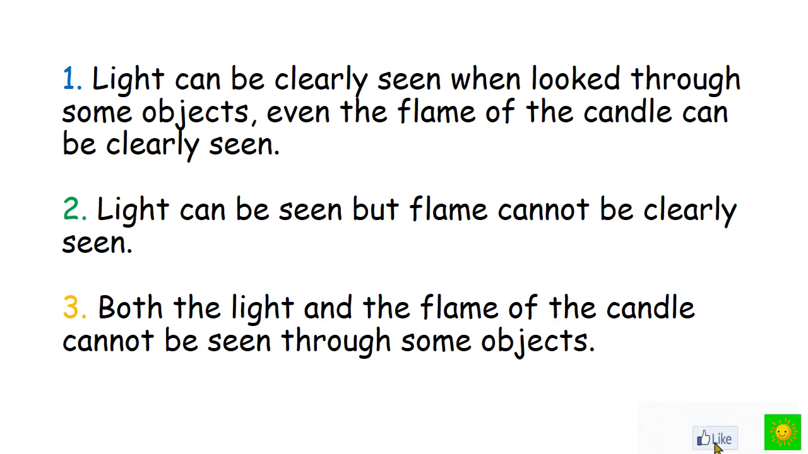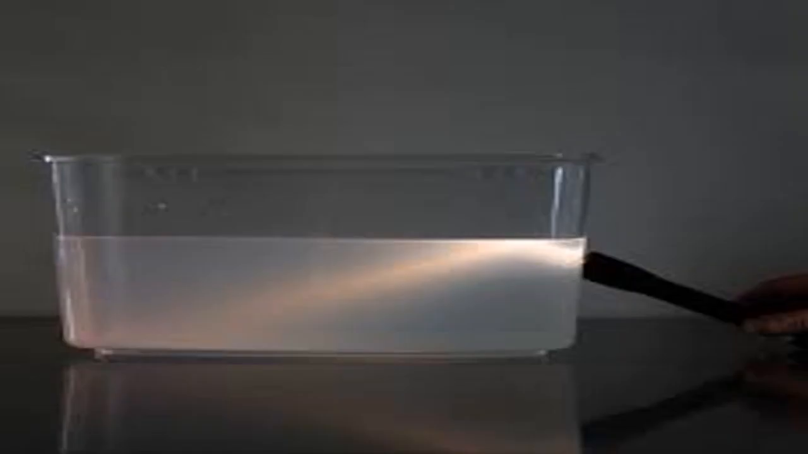Now, according to the observations, we can categorize the objects into three groups. First one is light can be clearly seen when looked through some objects. Even the flame of the candle can be clearly seen. Second one, light can be used only for solid objects for the above activity, but the way light transmits through liquids differs from others.